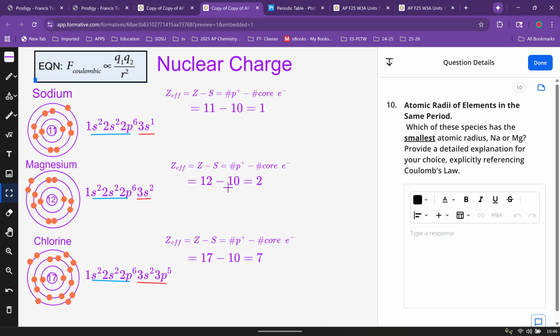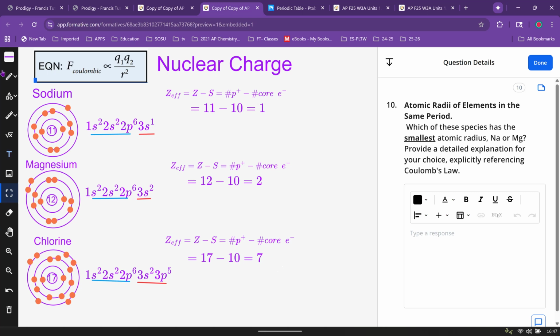Because it has a higher nuclear charge. It has more protons. By the way, what are the particles in the nucleus? They're protons, the only charged particle. And so we can even see, if we were comparing magnesium and chlorine, that chlorine has a higher effective nuclear charge. It has more protons and the same number of core electrons.